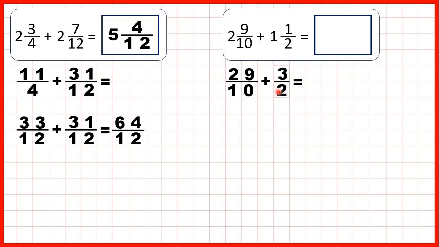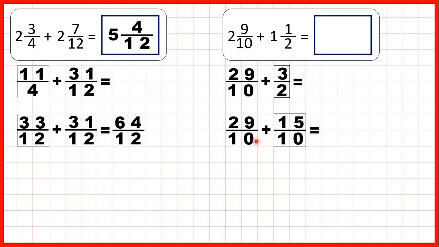Now 10 is in the 2 times table, so we can find an equivalent fraction to 3/2, which has a denominator of 10. So we keep the 29/10 the same, but instead of adding 3/2, we can add 15/10. That's because 2 times 5 is 10, and what we do to the denominator, we do to the numerator as well, and 3 times 5 is 15.